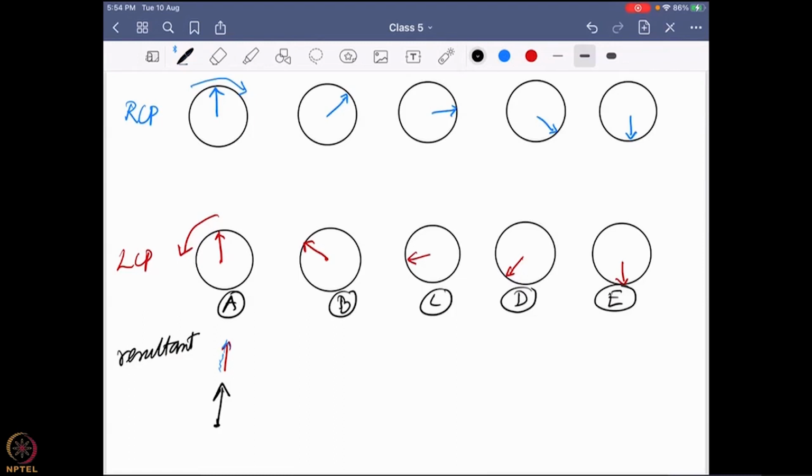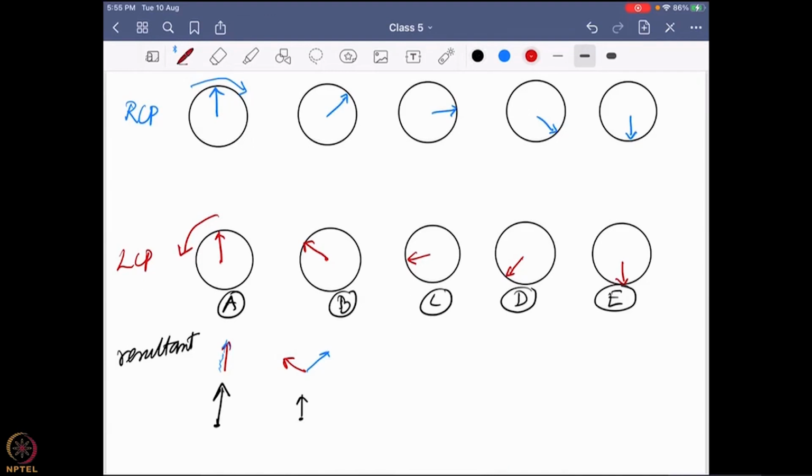Now the next one, what will happen? This is in this direction, this is in this direction. Previously they were in the same direction, so the resultant was the maximum. But now it's a very simple vector addition you can think about. The resultant will be somewhere in the middle, but it will be lower in intensity compared to the previous one, because now they're in different, opposite directions.